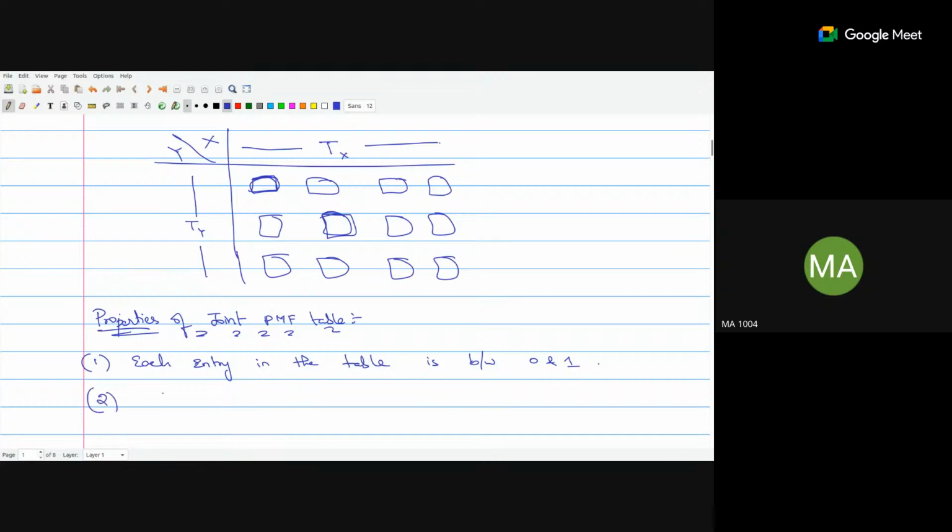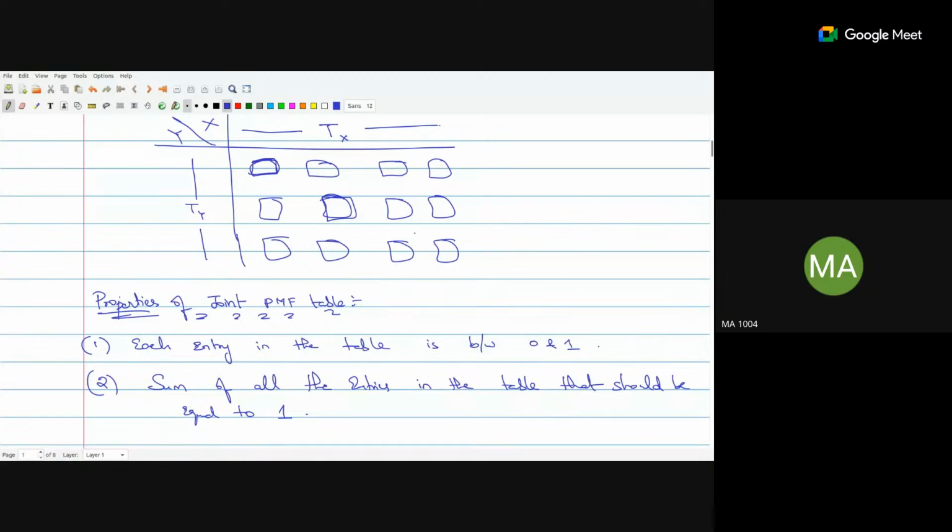And the second property is, if I look at the sum of all the entries in the table, that should be equal to 1. So here in this particular table we have 12 entries. If I add all the 12 entry values, I should be getting 1. Then that can represent a joint PMF table. These are the two important properties.